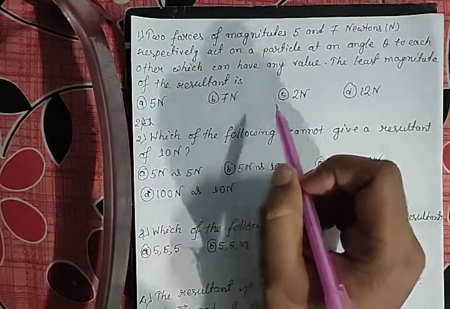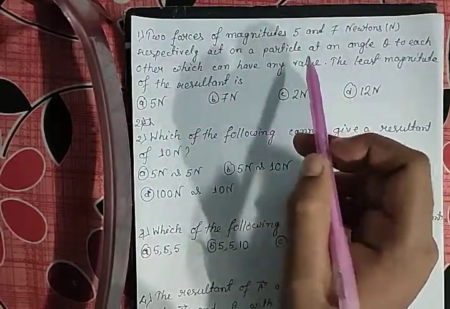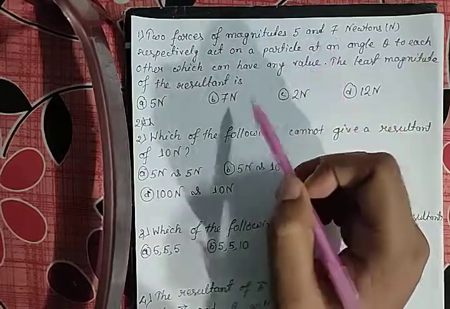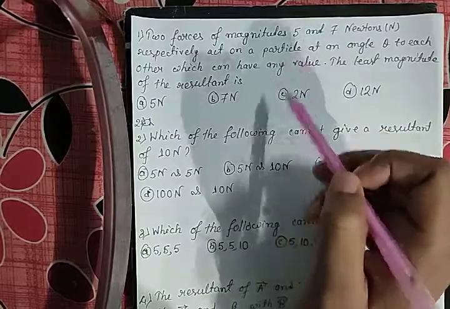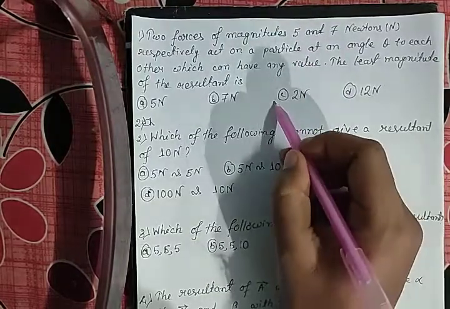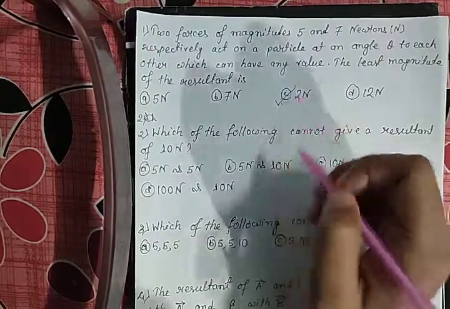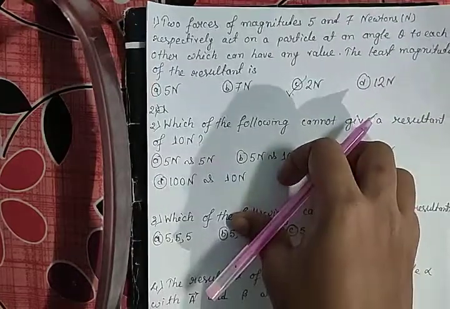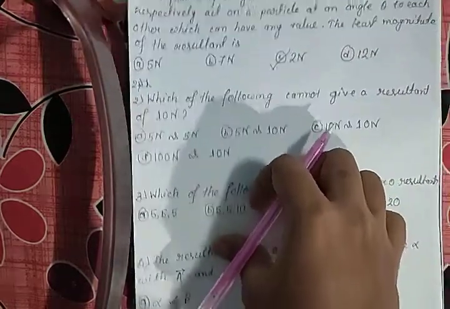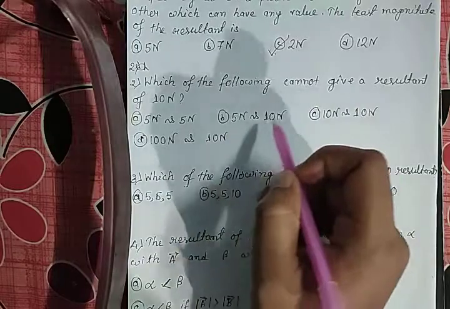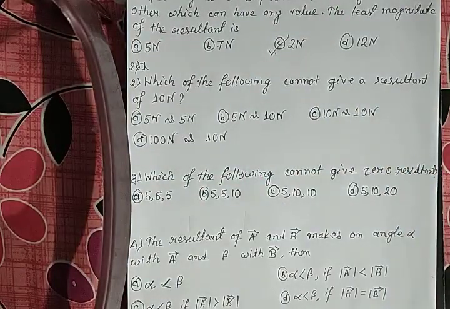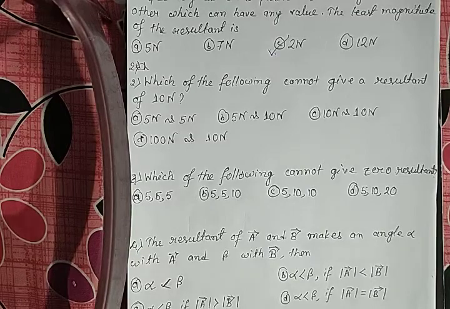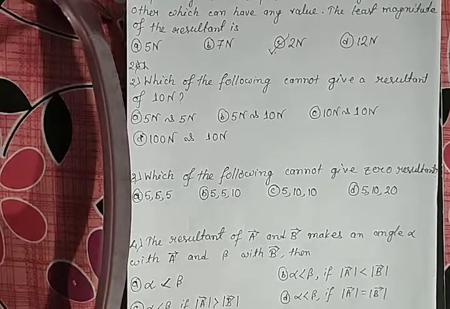We know that the least magnitude of the resultant is when these two vectors are in opposite directions, and in that case the resultant will be 7 minus 5, that means 2 newton. So your answer is 2 newton. Correct. The second question is: which of the following cannot give the resultant of 10 newton?